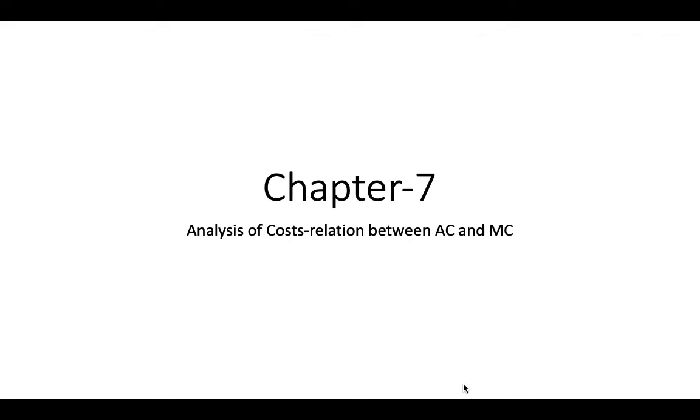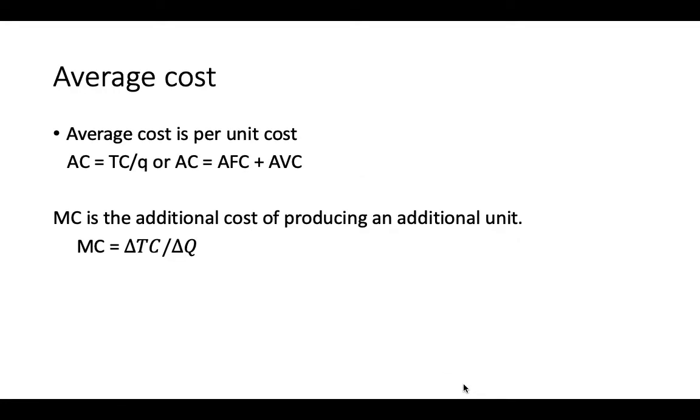This is the second topic of chapter number 7. Initially, we have discussed the basic terms and concepts of cost, which includes the fixed cost, variable cost. After that, we have taken a look at the averages, then the total cost, average cost, and then the marginal cost. Now we are going to continue with the next topic, which is the relation between average cost and marginal cost.